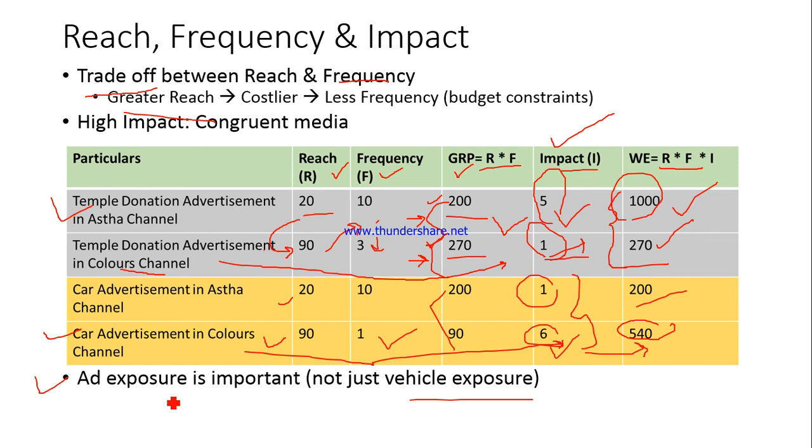So we don't want people to read Amar Ujala. No, we don't want that. That would be an example of vehicle exposure. We want people to read the ad that we have placed in Amar Ujala. That would be ad exposure, and what is more important is ad exposure.